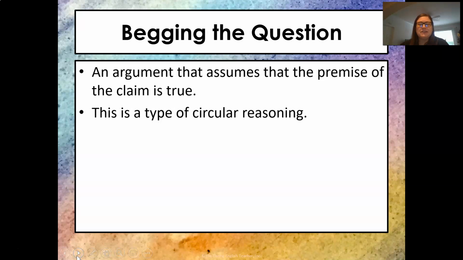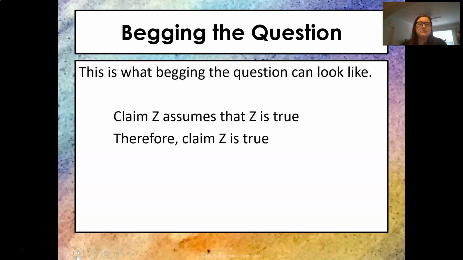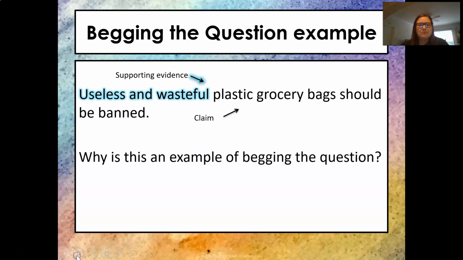Begging the question, this is an argument that assumes that the premise of the claim is true. What I mean by this is it assumes that the claim is true as a way to try to prove that the claim is true. It looks like this. Claim Z assumes that Z is true, therefore claim Z is true. That might be a little confusing, but let's look at an example.